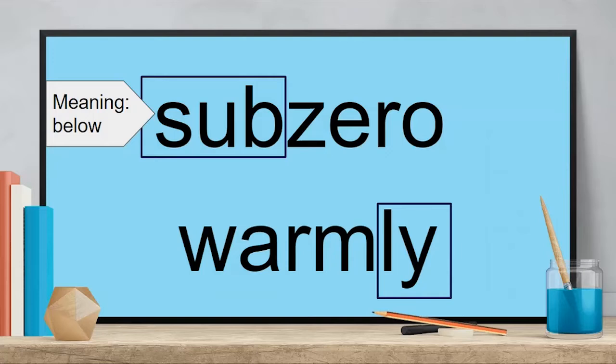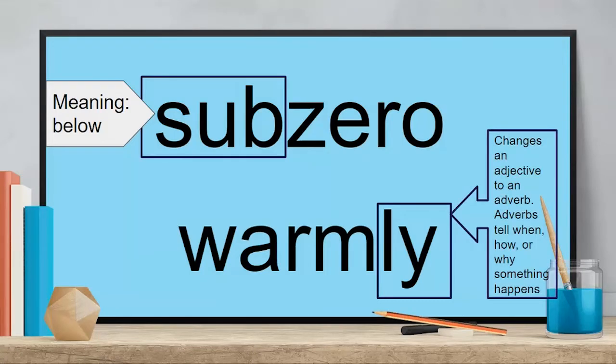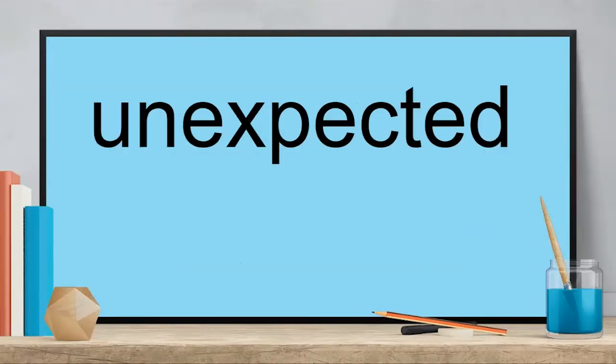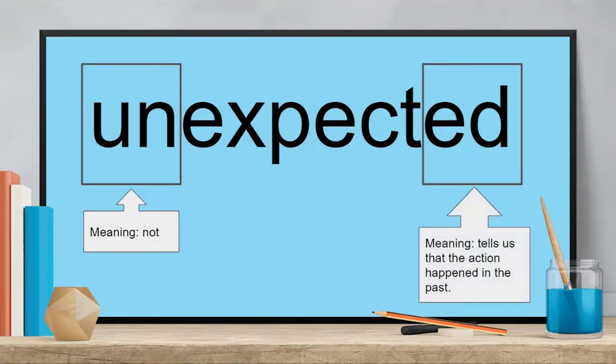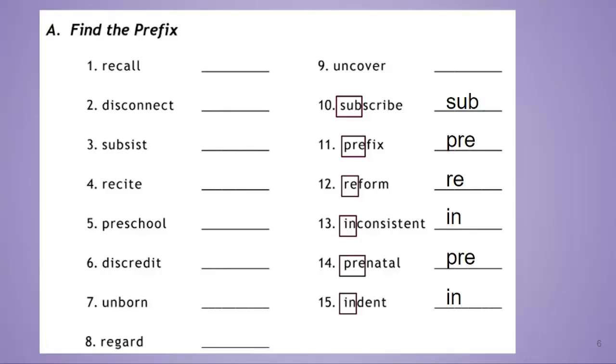We also talked about ly, which is a way that we change an adjective to an adverb to tell when, how, or why something happens, which is a super common suffix. And we'll just continue to talk about suffixes and prefixes in the lesson and about whether or not we have to drop an E or change a Y to an I.